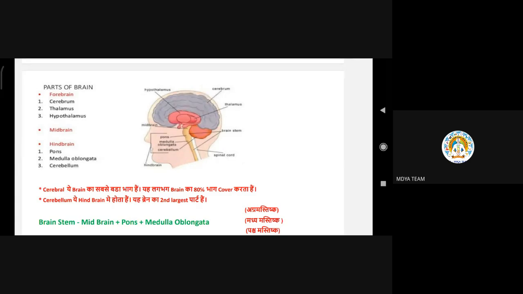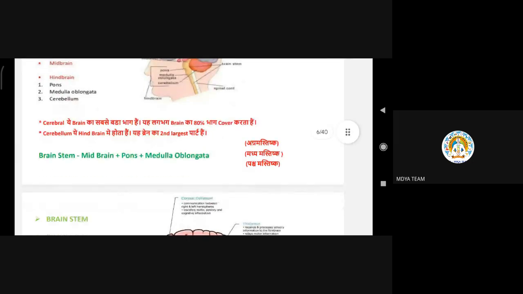Then midbrain is also known as encephalon, and hindbrain consists of pons, medulla and cerebellum. Okay, and midbrain consists of encephalon.